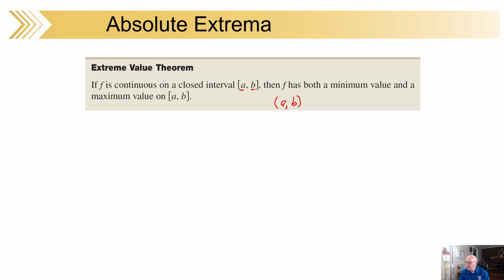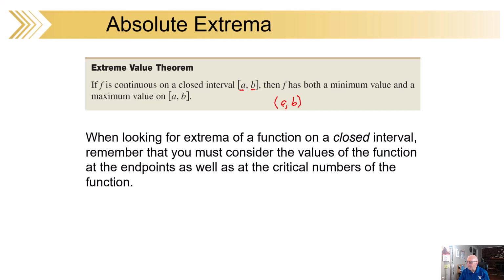But when we're talking about absolute maximum and minimum, we're talking about a closed interval. We have those endpoints. We have to check those out because those might be absolute maximum or minimum. Let's look at the critical numbers and the endpoints.